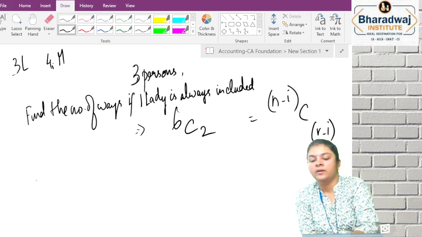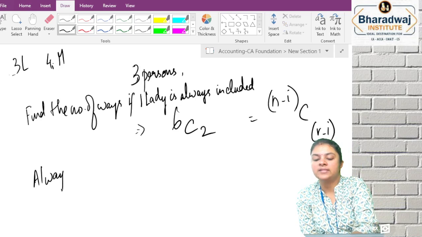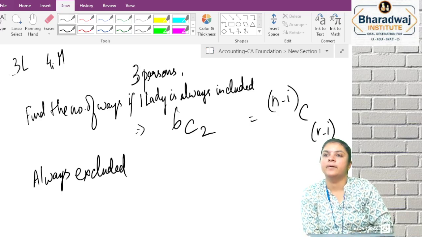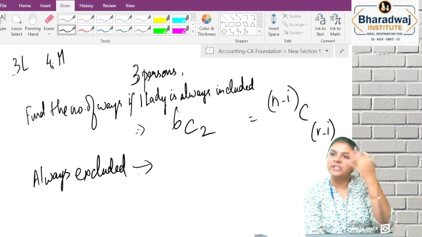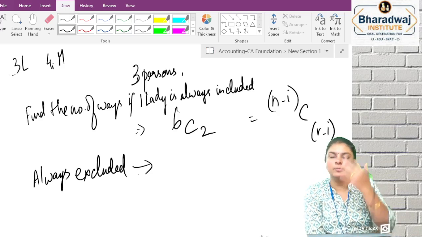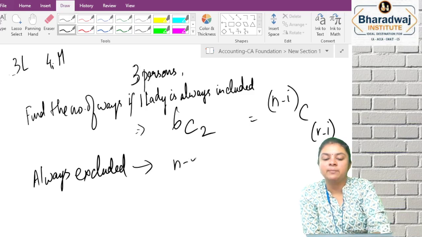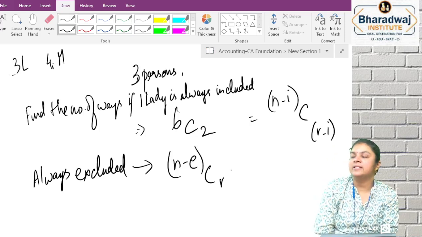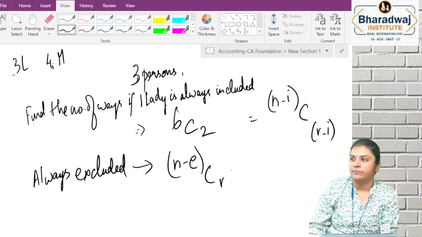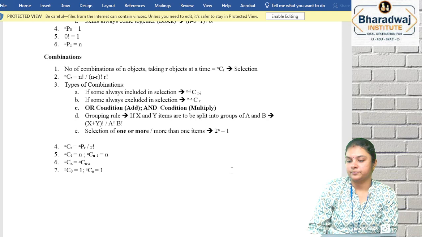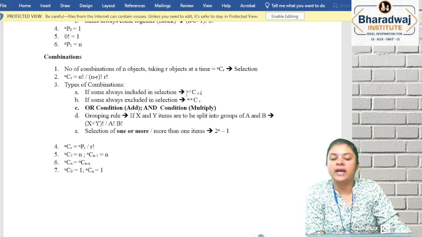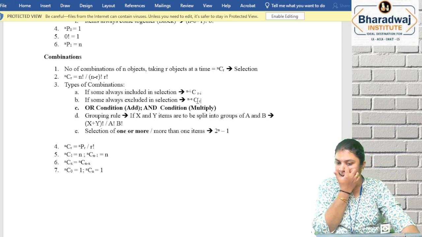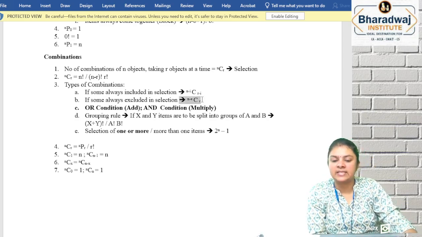Okay. Now if I say always excluded, then that one person will never be taken for that selection, that one or however many persons. So the rule will be (n minus e) C r, with e for exclusion. So always included is (n minus i) C (r minus i). Always excluded means (n minus e) C r.